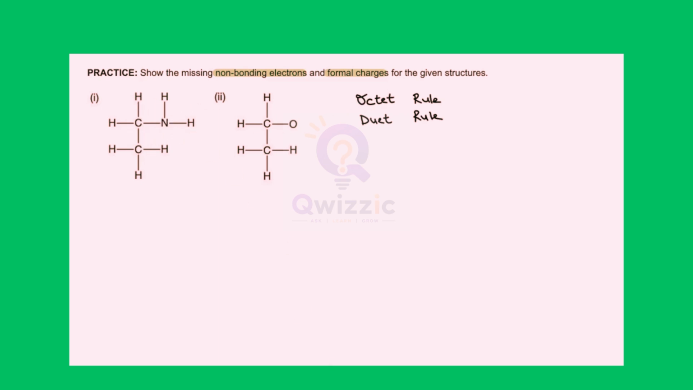And what about nitrogen? Well, what we can see is that nitrogen has only 3 bonds. So we have 6 electrons around nitrogen, and this means that nitrogen must have a lone pair of electrons to satisfy the octet rule.